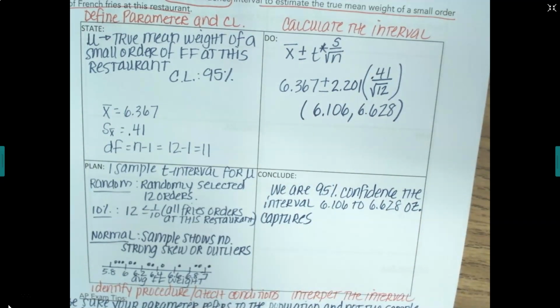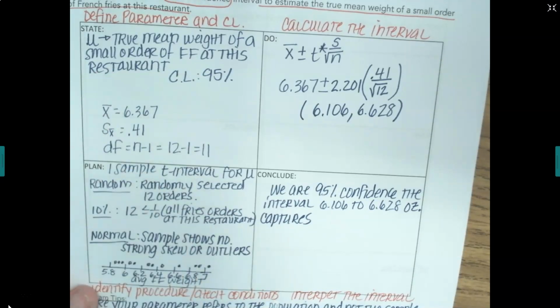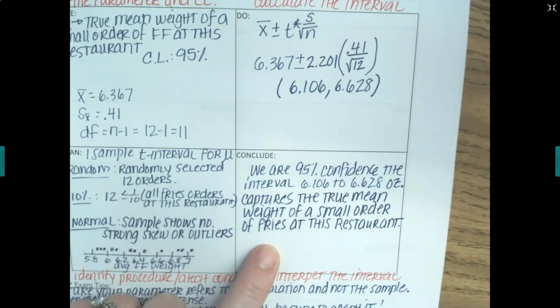So from here, what is it that we were trying to estimate? So we're going to go back up here, and this is how we're going to end our conclusion. Captures the true mean weight of a small order of French fries at this restaurant. Okay, so that's when you define your parameter up front, you want to say that this confidence interval is referring back to that parameter. So that's why we want to go back and use the same language there. So we are 95% confident the interval 6.106 to 6.628 ounces captures the true mean weight of a small order of fries at this restaurant.